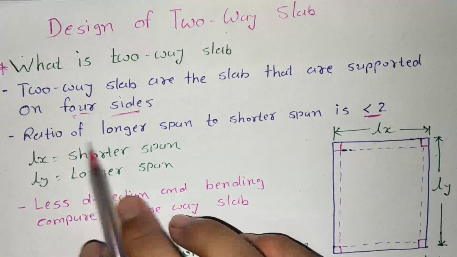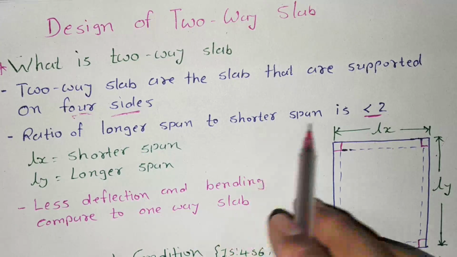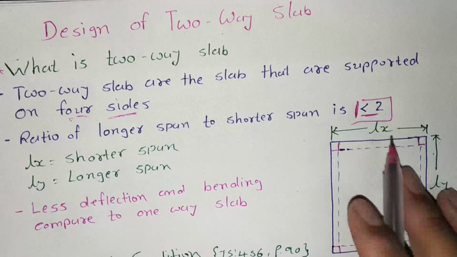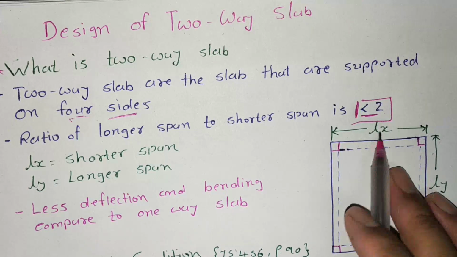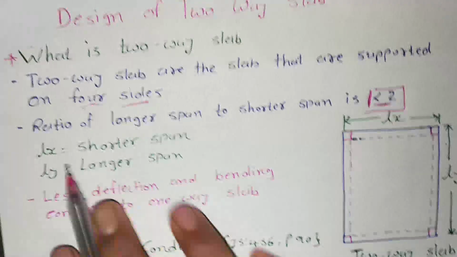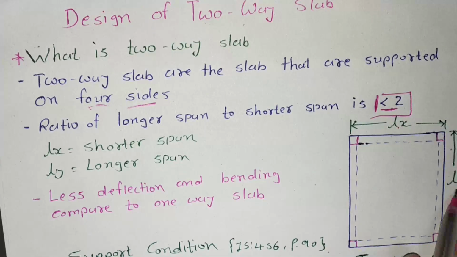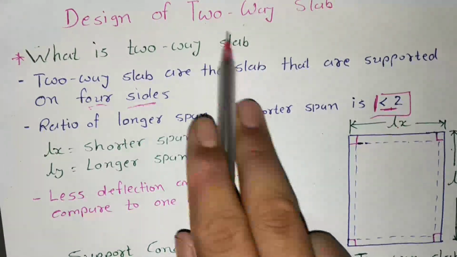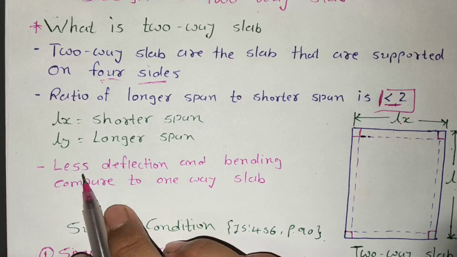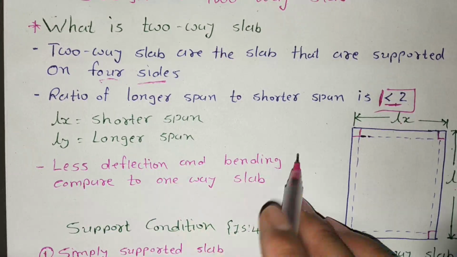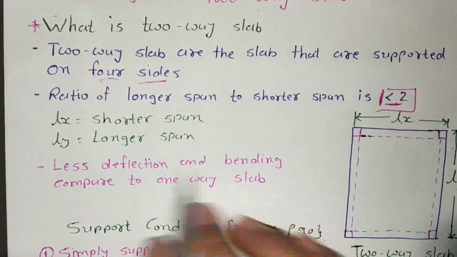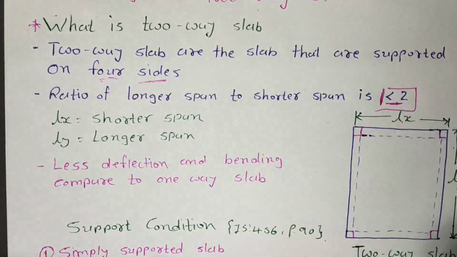Second condition: the ratio of longer span to shorter span is always less than 2. That is, longer span Ly divided by Lx is always less than 2. This is Lx, the shorter span, and Ly, the longer span. This is the advantage in a two-way slab: deflection and bending will be less as compared to a one-way slab.